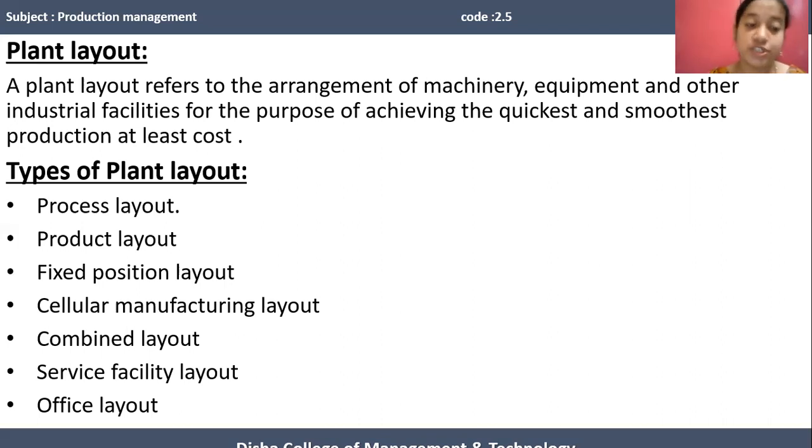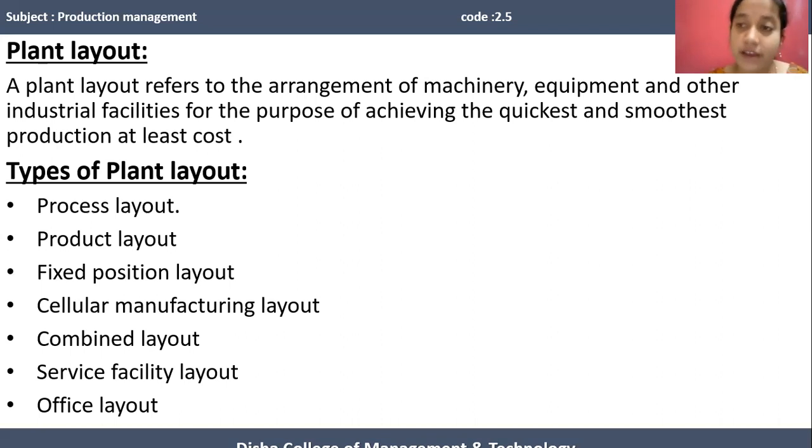Next one is the fixed position layout. In fixed position layout, the manufacturer identifies a place for manufacturing a particular product, and in that place the product is fixed. Whatever machineries, equipment, and other resources are required for producing a particular product have to move to that area for manufacturing the goods. This layout is suitable for industries which produce heavy or bulky products.